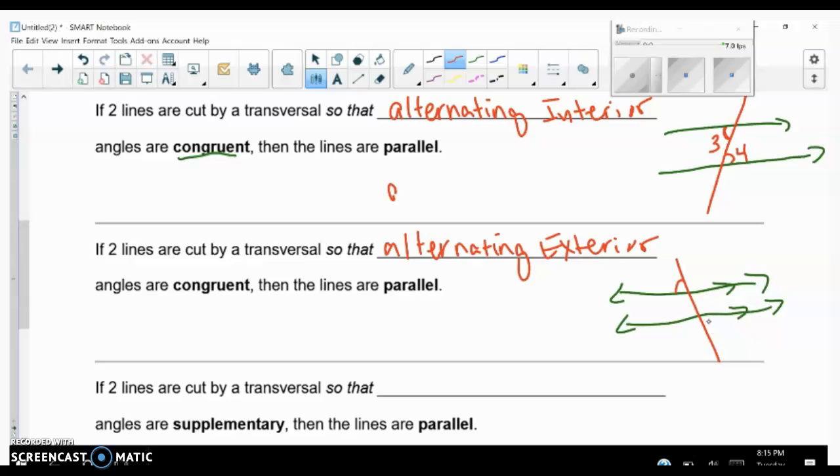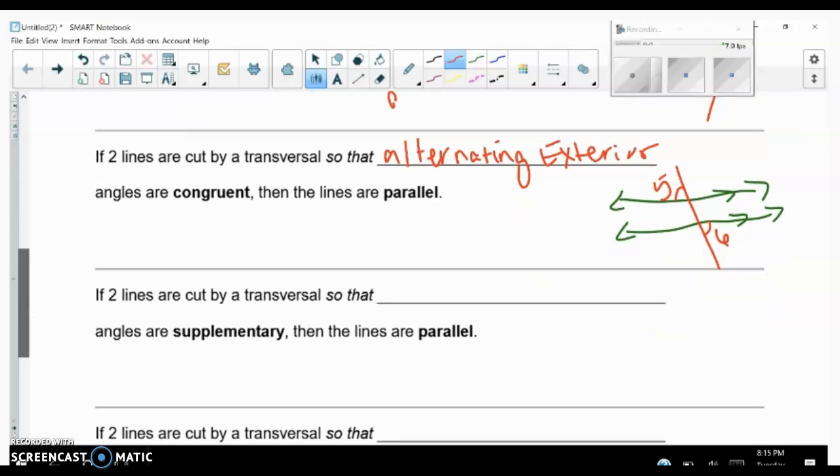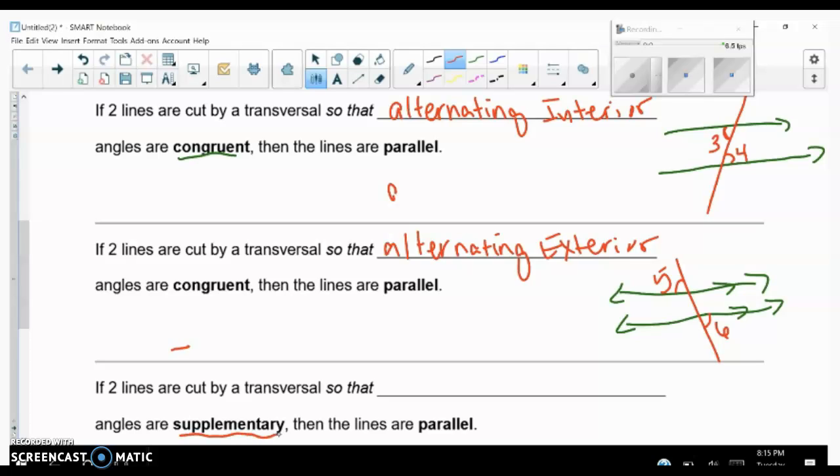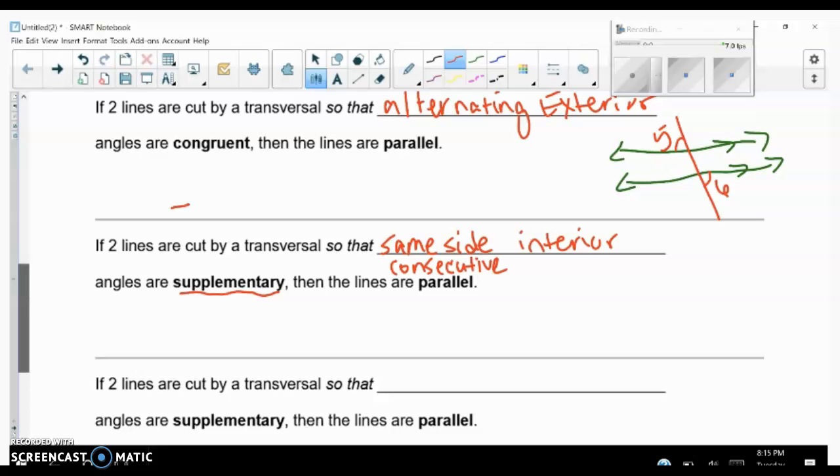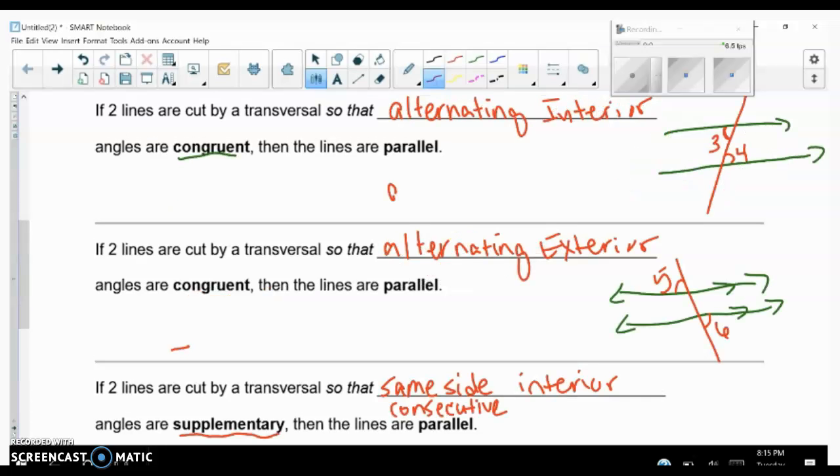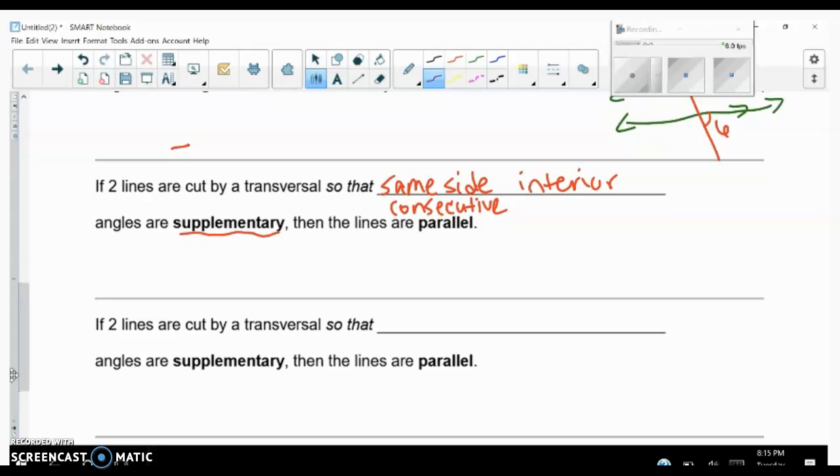But if two lines are cut by a transversal, hang on, let me just write this example. All right, so 5 and 6. So if two lines are cut by a transversal so that consecutive interior angles are supplementary, or we'll write same side interior. You can say either way you like, same side or consecutive. Then those lines are parallel. Okay. Let's go down a little bit.